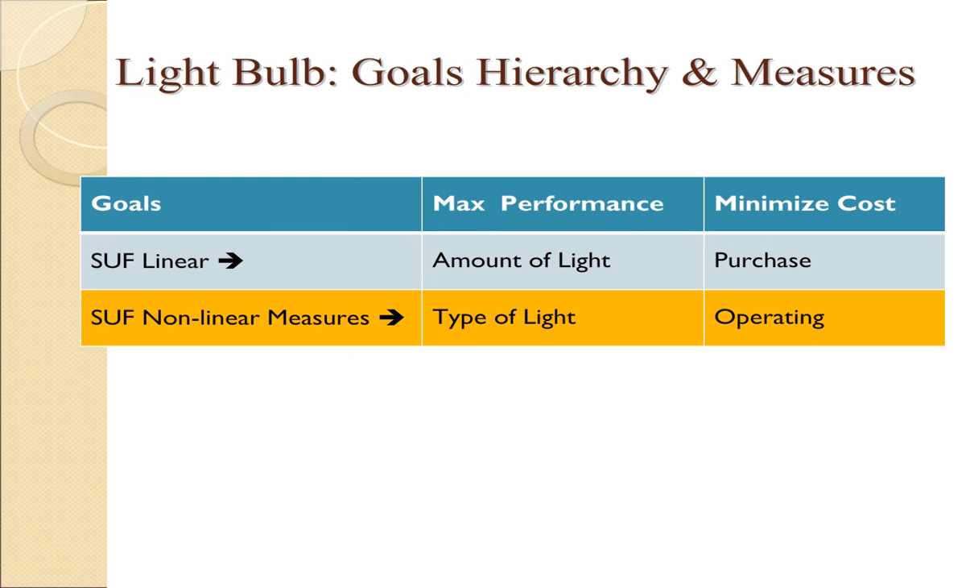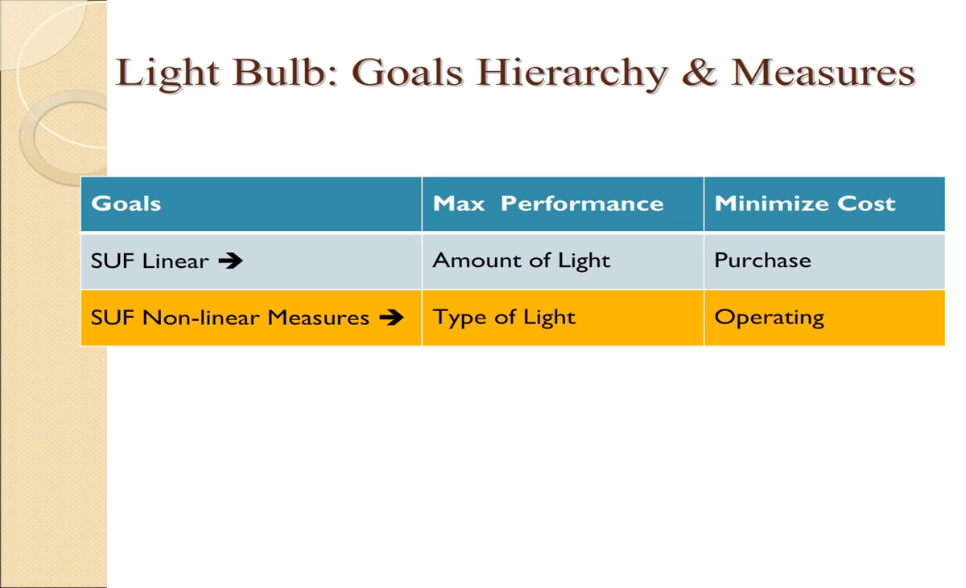The example we will use to illustrate nonlinear single utility functions involves 3 light bulbs: a halogen, incandescent, and fluorescent. In this table is the goals hierarchy and the measures. One goal is to maximize quality, and quality of light is measured by the amount of light and the type of light. The type of light refers to halogen, incandescent, fluorescent, and we will illustrate how to introduce a nonlinear function for this label measure.